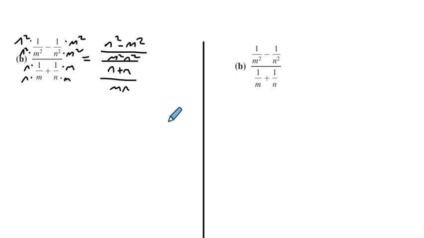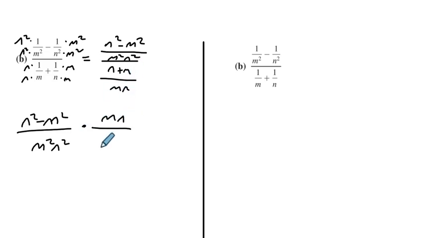So that was step 1, is first simplify each numerator and then denominator. And now I'm going to go ahead and do this by multiplying by the reciprocal. So let me rewrite this. N squared minus m squared all over m squared n squared times that by the reciprocal of this. So it's mn all over n plus m.